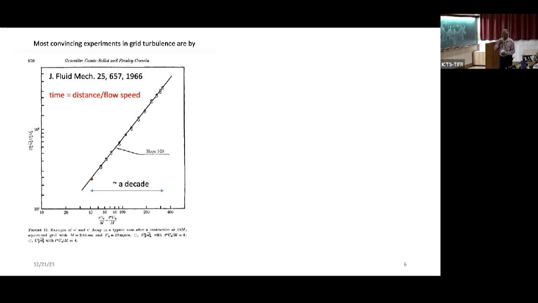The gold standard in this is the old experiment that Genevieve Comte-Bellot and Stanley Corrsin did in the 1960s. And here they plotted one over the kinetic energy. So if the kinetic energy goes down, this curve goes up as a function of the distance from the grid. And this is the wind tunnel experiment. And you get about a decade or so of space within which you expect something like a power law. This is a log-log plot, so it's a power law. That's the best there was.